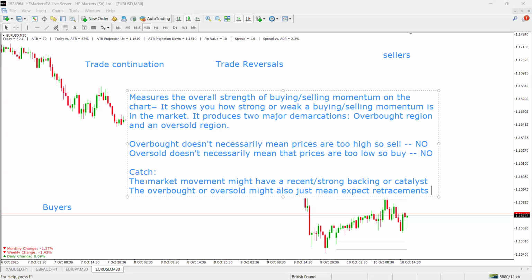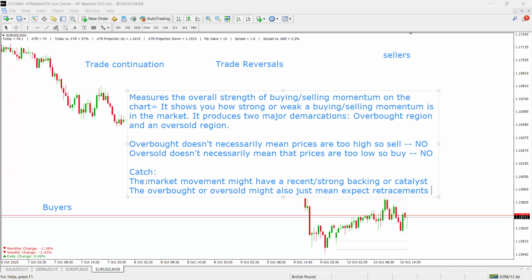So yes, as we've established now, it majorly measures the overall strength of a momentum in the market, which means it works better on markets that have movements in a strong direction, either up or down. It might not be that functional on a ranging market. And like Stochastic says, it produces two demarcations, one talking about being overbought and one talking about being oversold. And like I said, that does not necessarily mean if it is overbought, you need to sell, or if it is oversold, you need to buy. Not necessarily.